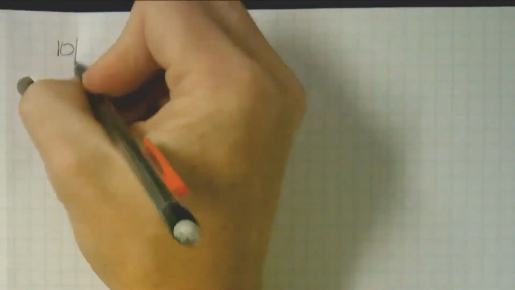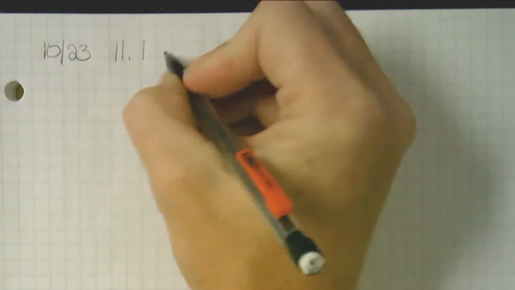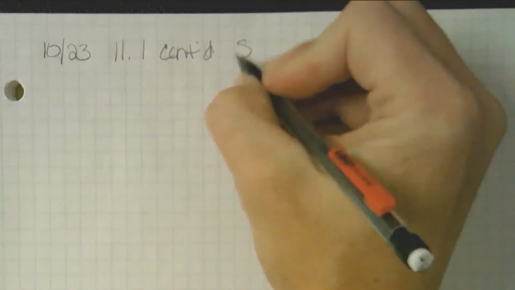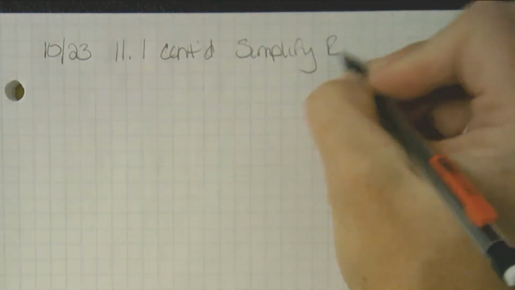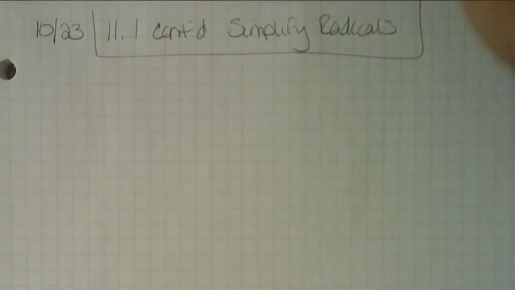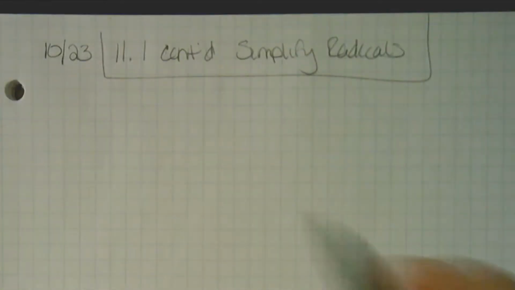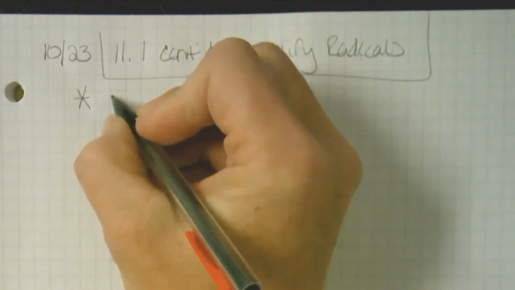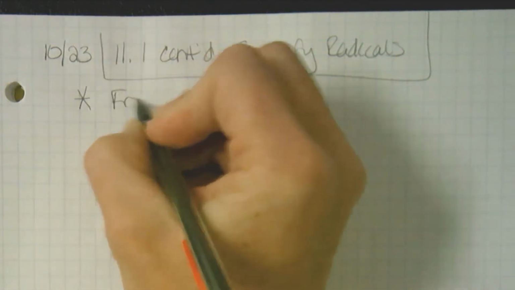Okay, so now what we're going to do is we are now moving into when we have fractions in our radicals. So today is 10/23. We are looking at Chapter 11, Section 1, continued. Simplify radicals. Okay. So what we're going to be focusing on now is when we have fractions with radicals.